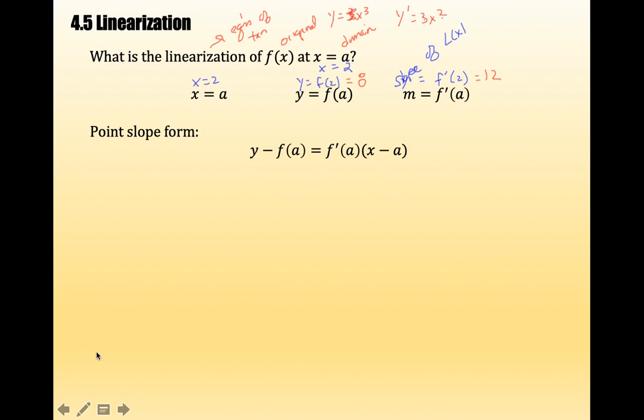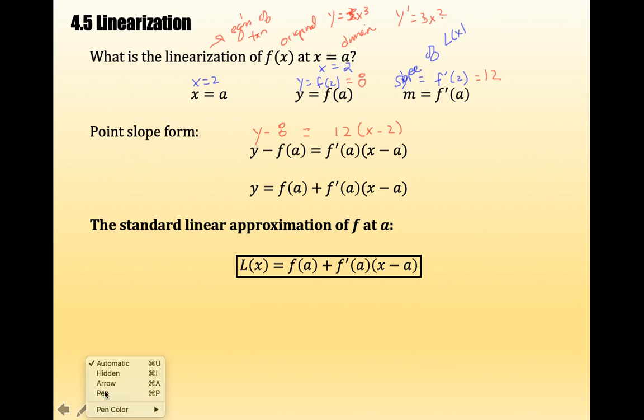The equation of the tangent line then would be y minus 8 is equal to the slope times x minus 2. And then if I want to make that in the linearization form, I replace y with L of x, I take the 8 and I move it over to the other side. So you see this minus f of a is now on the other side of the equal sign, but it's positive. And then this did not change. And then I replaced y with L of x, right? Y becomes L of x.